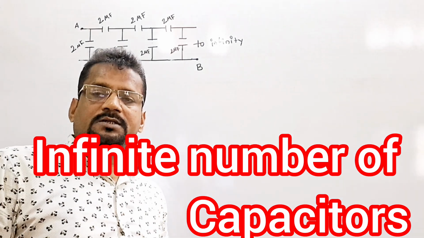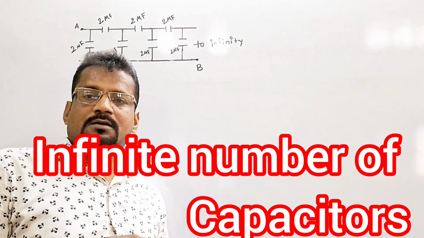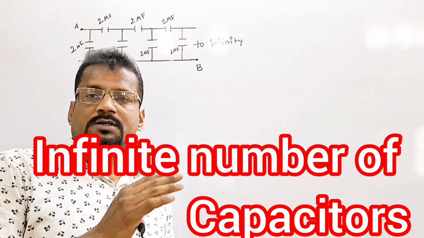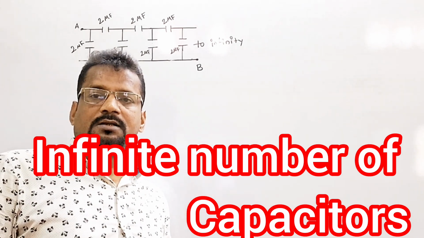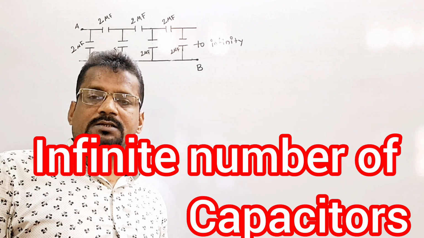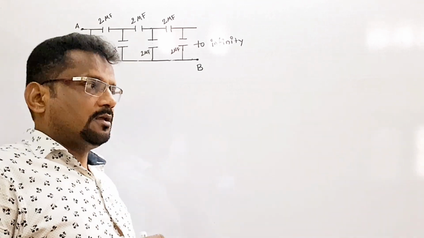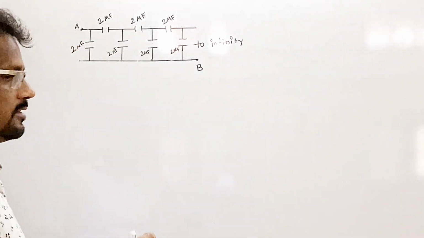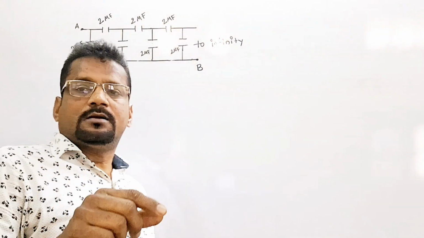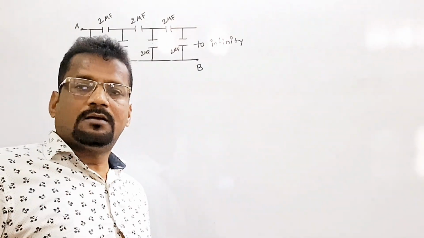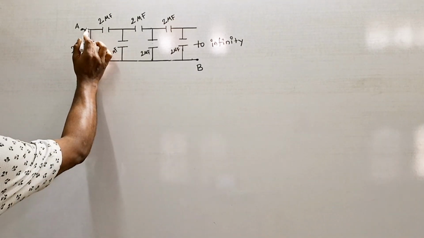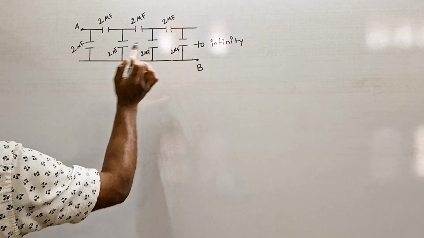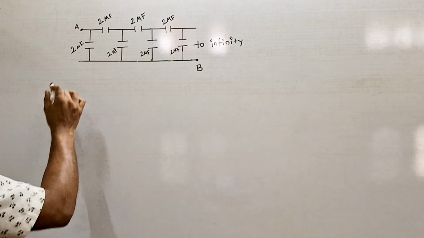Now we are going to discuss this question where it is asked: infinite number of capacitors, 2 microfarad each, are connected, and you are to calculate the equivalent capacitance. For this, at first you have to observe or find some pattern in the circuit. Between A and B we are to calculate the equivalent capacitance.